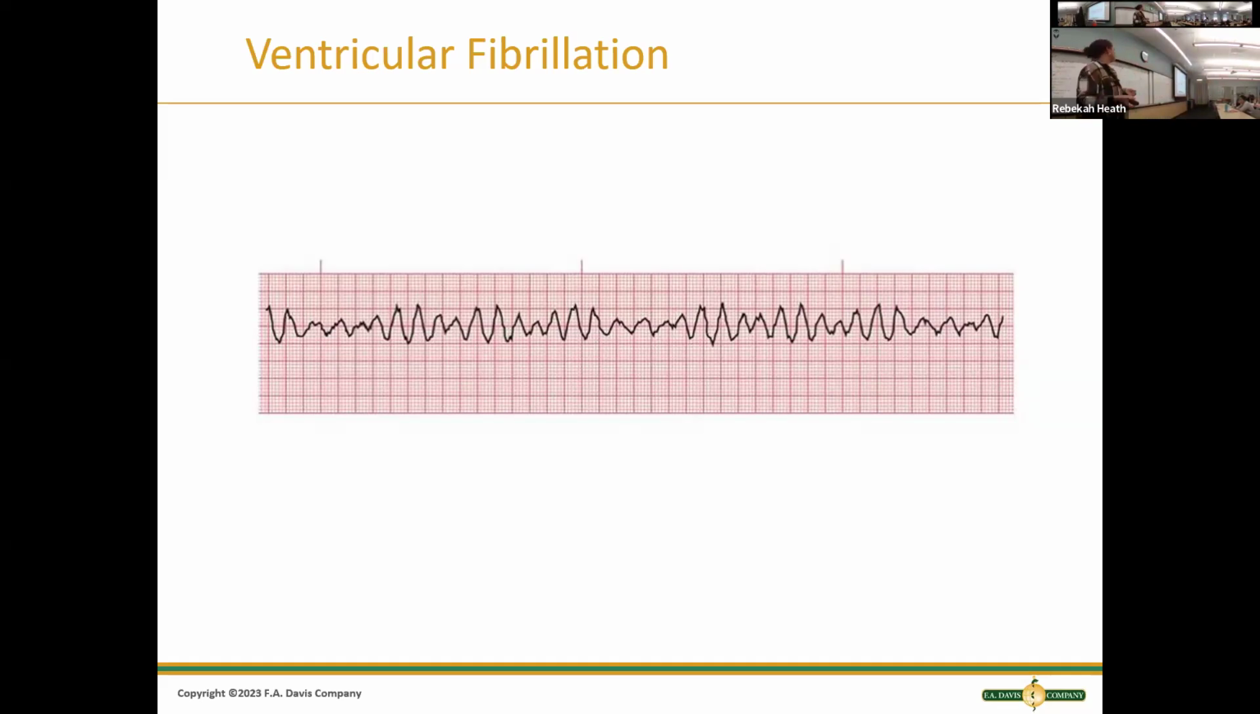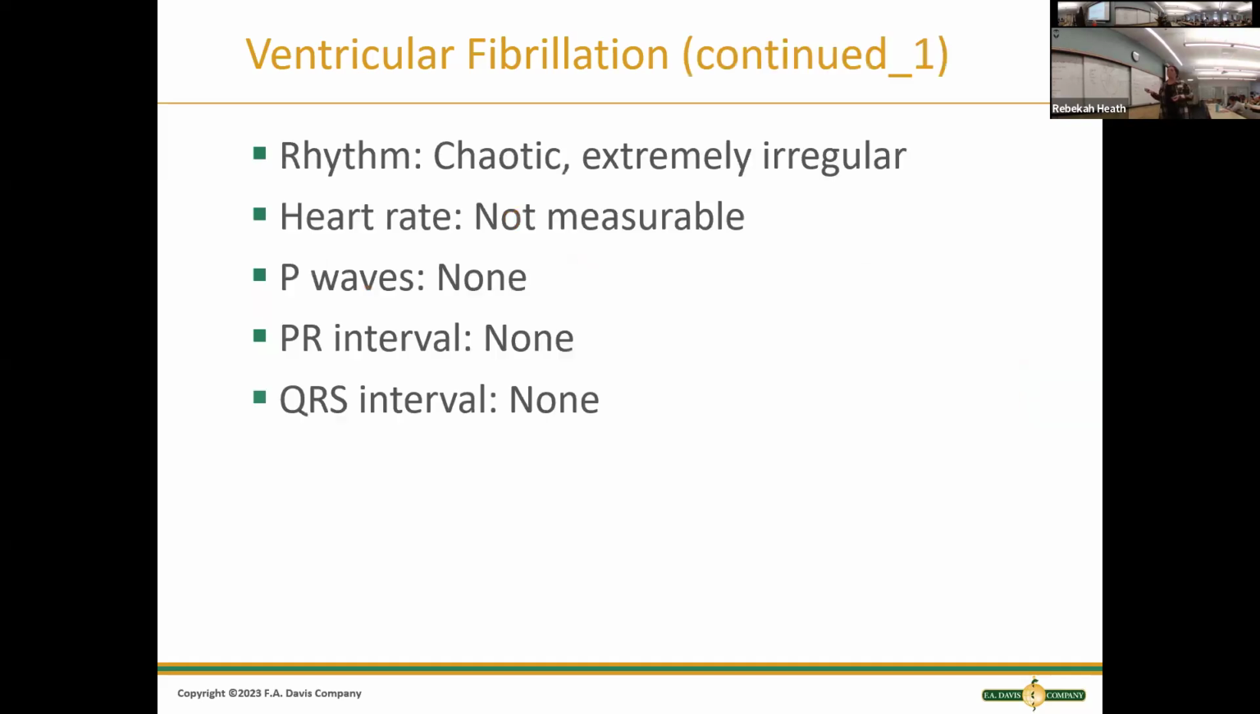And remember we talked about on our paper, horizontal measures time and vertical measures the impulse, how strong the impulse is. This is very short. This is not a very strong electrical impulse. That tells us the heart's just barely hanging on. Usually these patients don't have a pulse and we would want to start CPR on them.